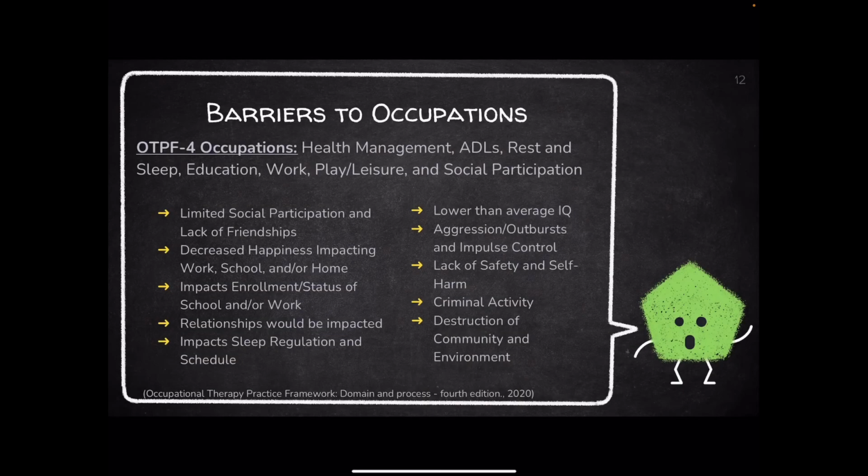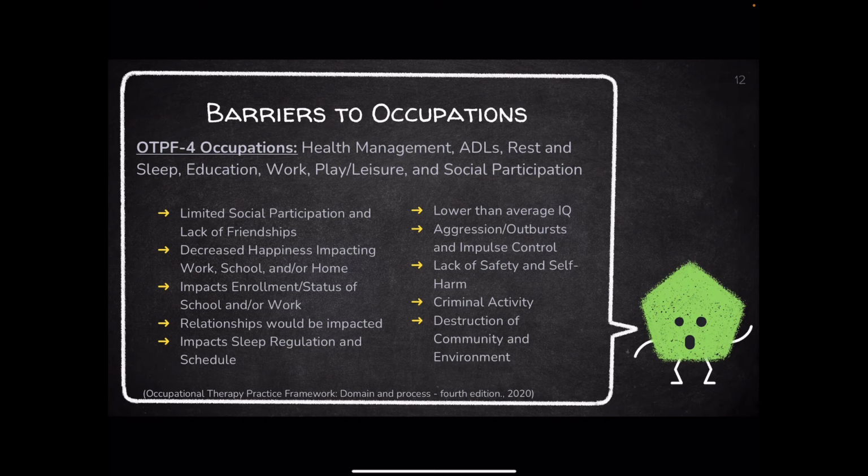Some barriers to occupations, we pulled from the OTPF-4, which, as occupational therapy students, is our framework. Some of the occupations that these individuals will have barriers to are health management, ADLs, rest and sleep, education, work, play, leisure, and social participation. So you'll see limited social participation, a lack of friendships, decreased happiness, which impacts work, school, or home. It impacts enrollment status in work or school.